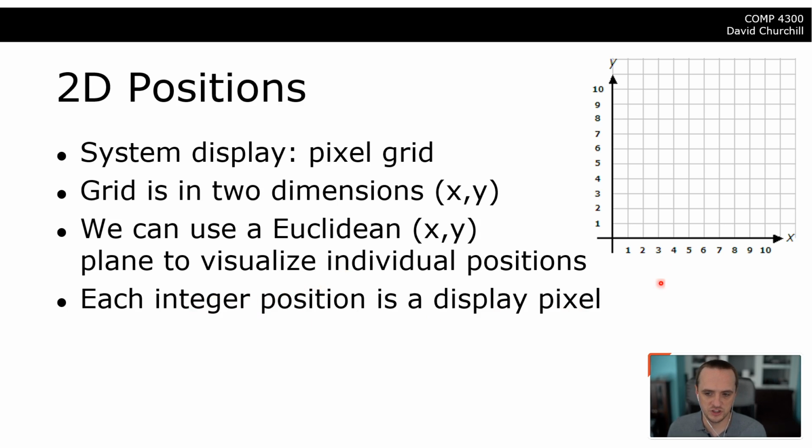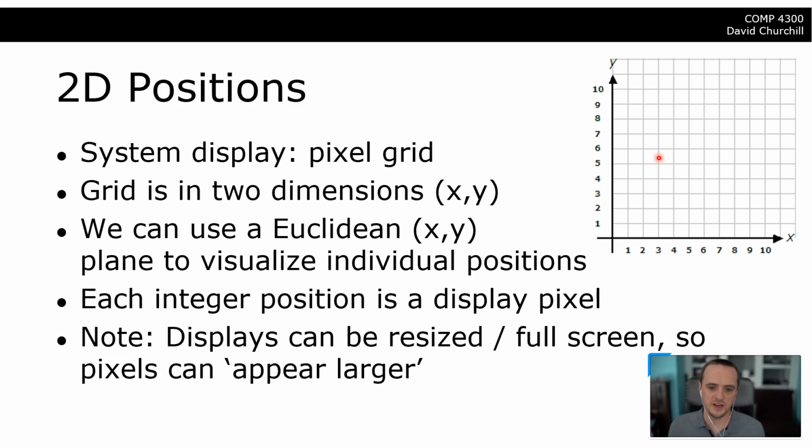Each integer position here is going to be a pixel on the display. And displays can be resized or full screen, so pixels could appear larger. For example, if we have set up our game resolution to be 720p, so 1280 by 720, and then we full screen that application to a 1080p screen, then the graphics library will scale the elements up so that the pixels will look larger, okay? But what it's actually doing is just stretching some stuff out.